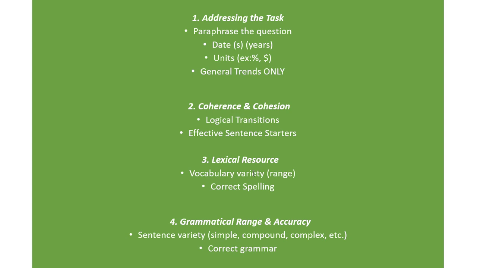Vocabulary variety, basically don't use the same words over and over again. That's why we have synonyms, and we've talked about this, and there are examples. So you guys have all the materials necessary to fulfill this checklist and the criteria on the rubric. And the last one is grammatical range and accuracy.